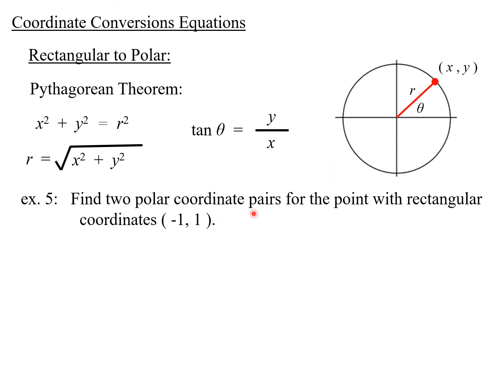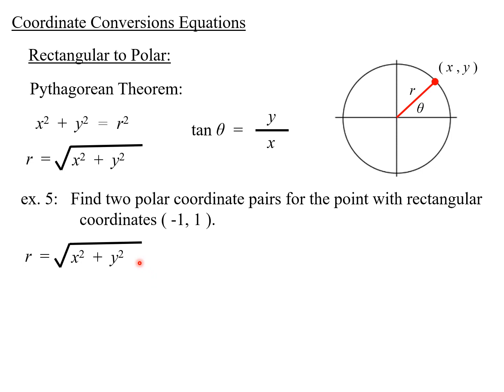Now, when you do this, you really have to pay attention to where you are. Negative 1, 1, for a reason that will become apparent, is in quadrant 2. So the point whose name we come up with has to be in quadrant 2. All right, so let's find the r first.